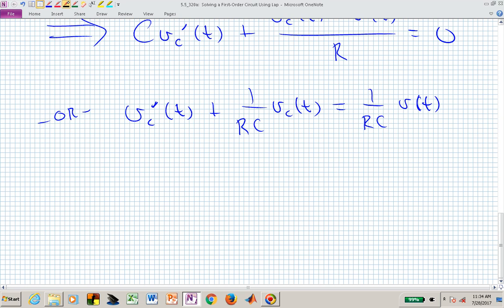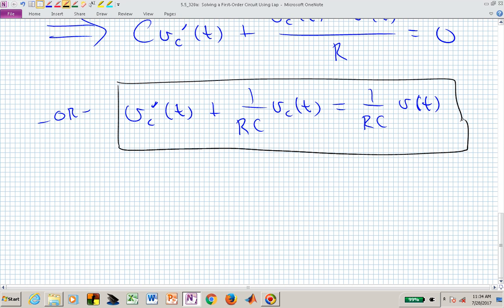That's now the governing differential equation. We should be feeling a little bit more comfortable. It's first order. We have a first derivative. We now need to solve that for various source voltage expressions V of t.